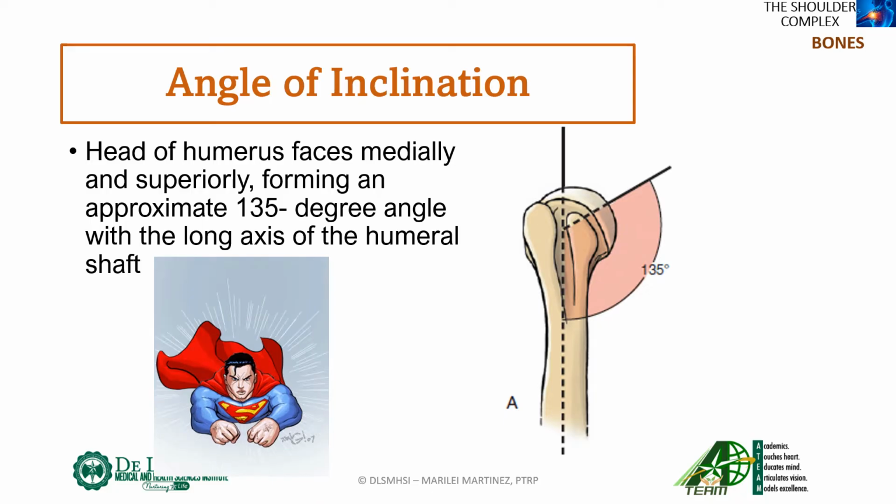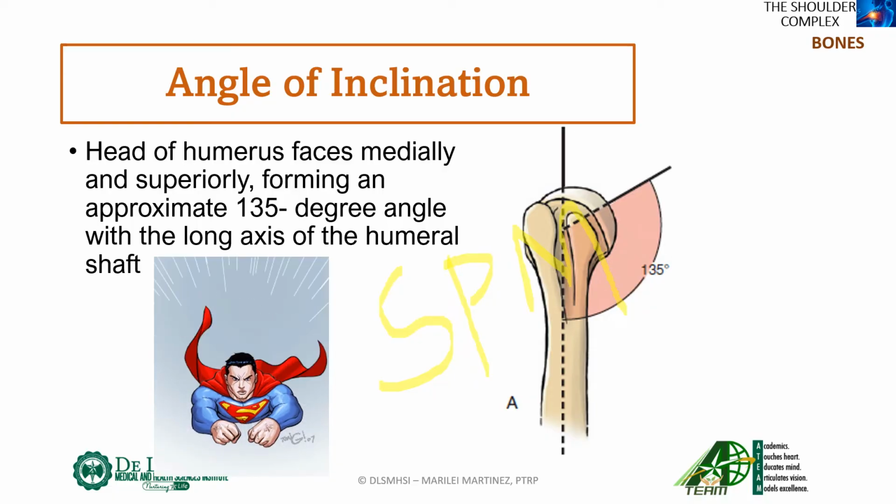So the orientation of the humeral head is Superman: superior, posterior, and medially. Okay, orientation of the humeral head, superiorly, posteriorly, and medially. So, superiorly and medially, it now forms an approximately 135-degree angle with the long axis of the humeral shaft.